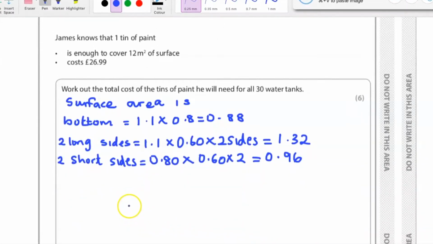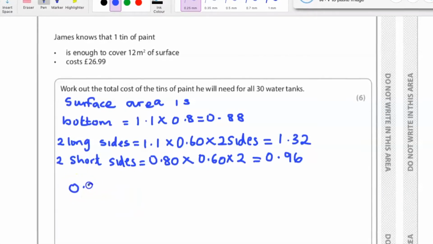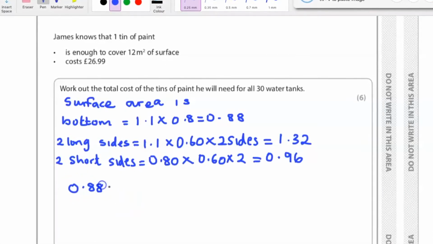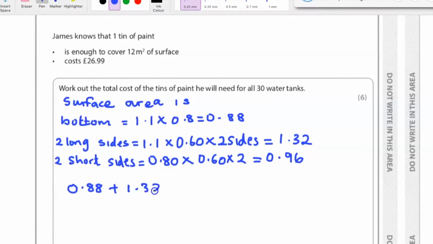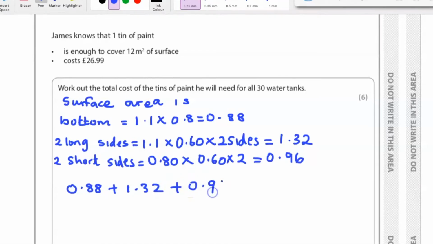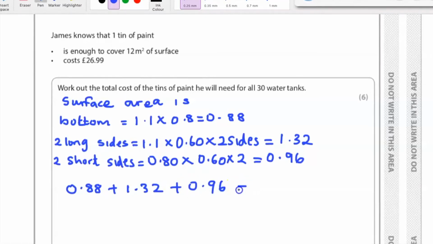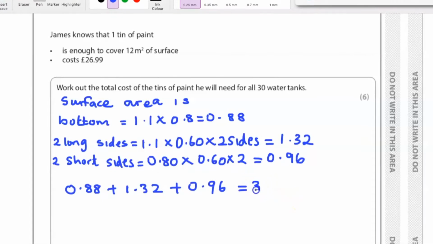Now we need to add them together. 0.88 plus 1.32 plus 0.96. If you put it into your calculator, you get 3.16 square meters.